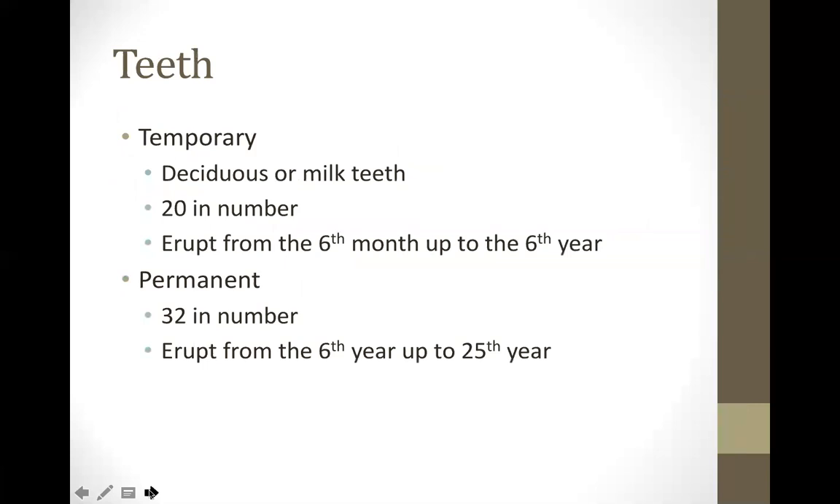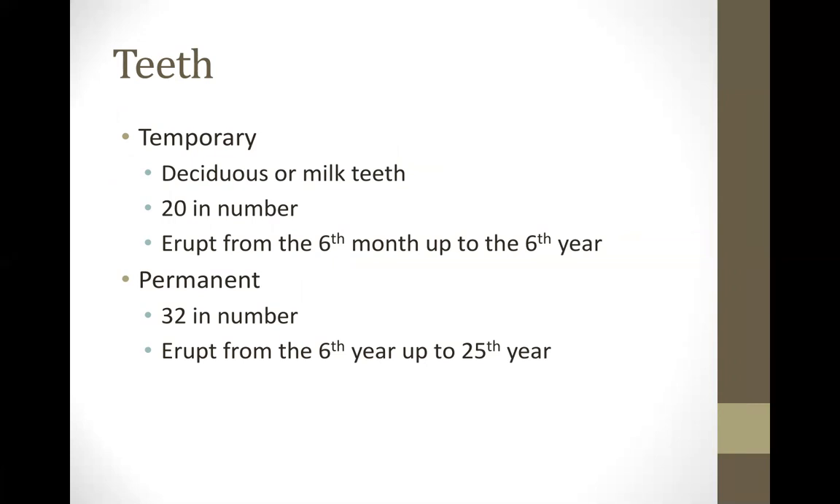Okay. So, of course, if we have no teeth, we have nothing to grind our food with. We have two types of teeth: your temporary and your permanent. Now, please take note of this. Your milk teeth or your deciduous teeth are 20 in number. They first erupt at the 6th month and will continue to erupt until your 6th year.